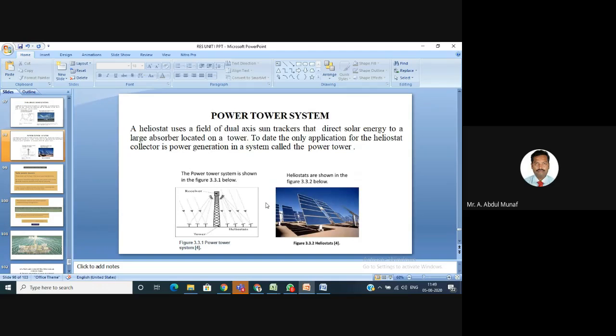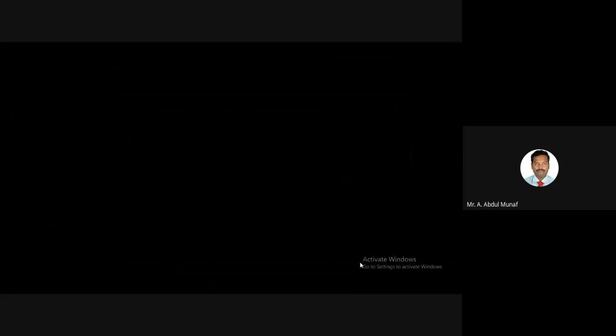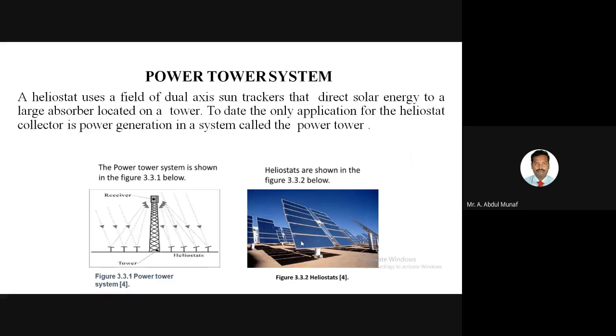Next one is the power tower system. With the help of a power tower system we can get heat energy output of more than 500 degrees centigrade. If we need more than 500 degree temperature, we can go for this power tower system.